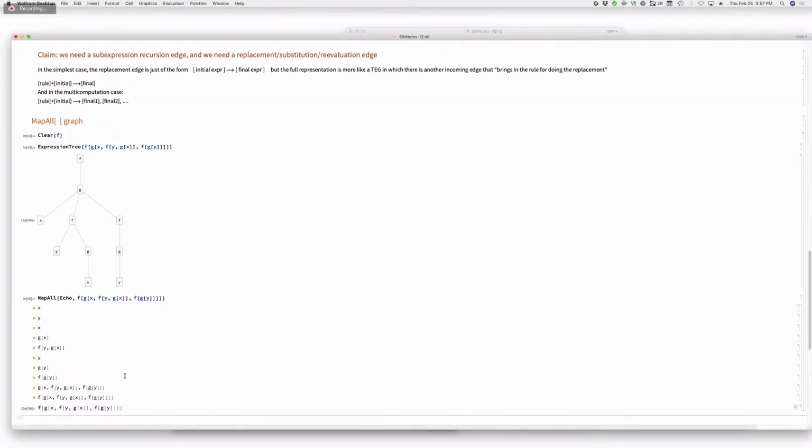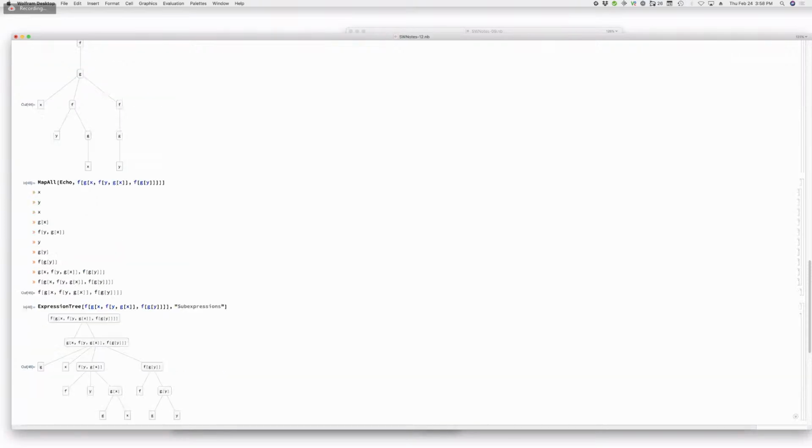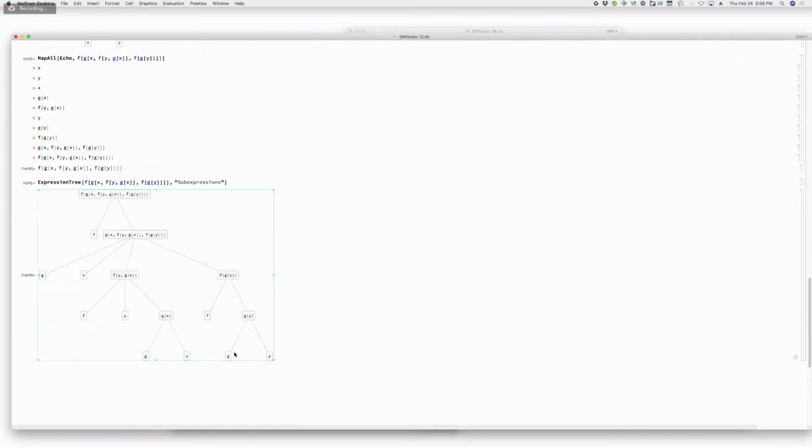Yep. Right? Okay, so now what I want to see is expression tree of that, comma, what, Subexpressions? Yep. I don't know what those two arcs are doing there, but, oh, I see, there we go. Okay, so now let's look at this compared to this. I don't understand this at all.